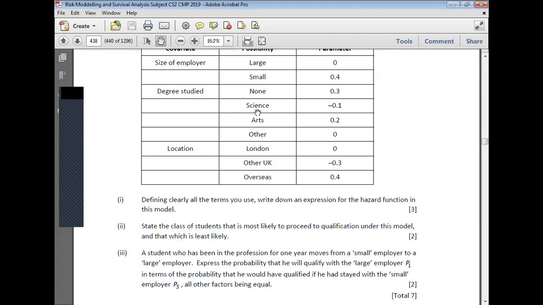Is it like we have to express the probability PL, which is to qualify with a large employer, in terms of PS? Means we have to derive PL in terms of PS. Exactly right. So this is what we are asked to calculate here. Mihir and Savri, do you understand that? Any questions about what we are asked to do here?